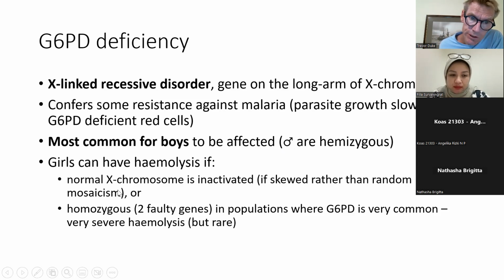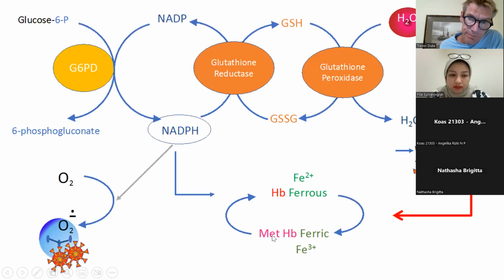Girls can also have hemolysis. Sometimes girls can have one X chromosome that's inactivated, and so the other X chromosome that's got the deletion on it can then be dominant, if you like, a bit like a boy. And sometimes they're homozygous if they've got two faulty genes. If you've got a population where G6PD is very common, then you can have girls that are affected as well. And they often have very severe hemolysis almost spontaneously whenever they get a fever or a respiratory infection or something like that. And of course, if they get primaquine or some sulfonamide or some other affected drug.